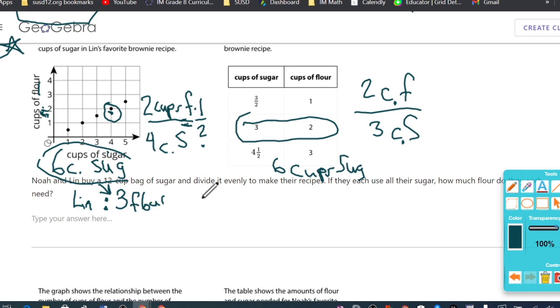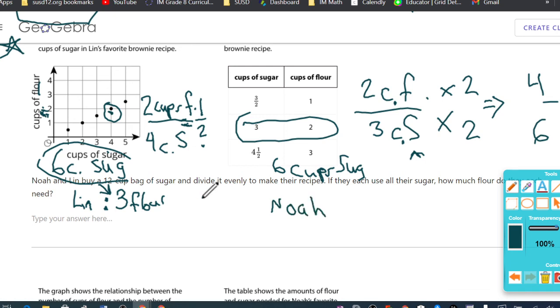What about Noah? Well, if he has 3 cups of sugar, he only needs 2 cups of flour. Here he has 6 cups of sugar. So that would be like multiplying this by 2 and this by 2. So 3 cups times 2 equals 6 cups of sugar. 2 cups of flour times 2 is 4. So 4 cups for every 6. That makes our proportion complete. So Noah needs 4 cups of flour.